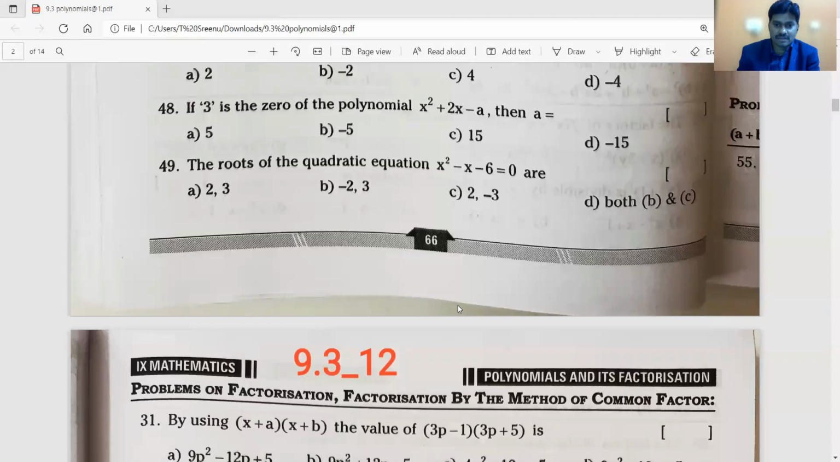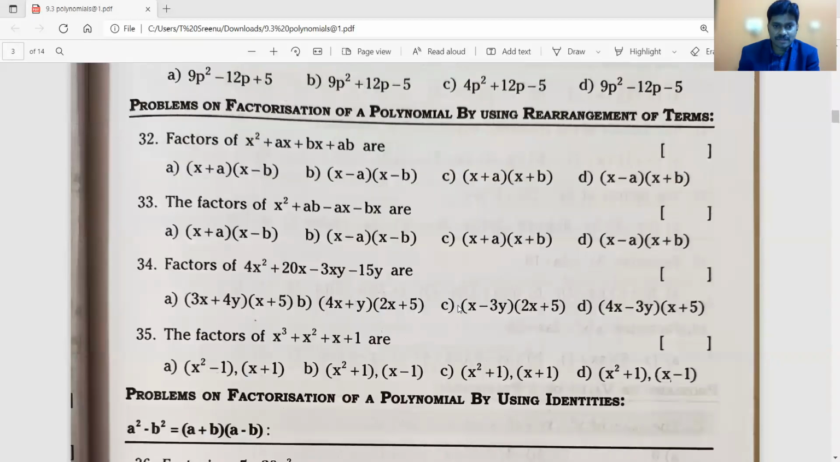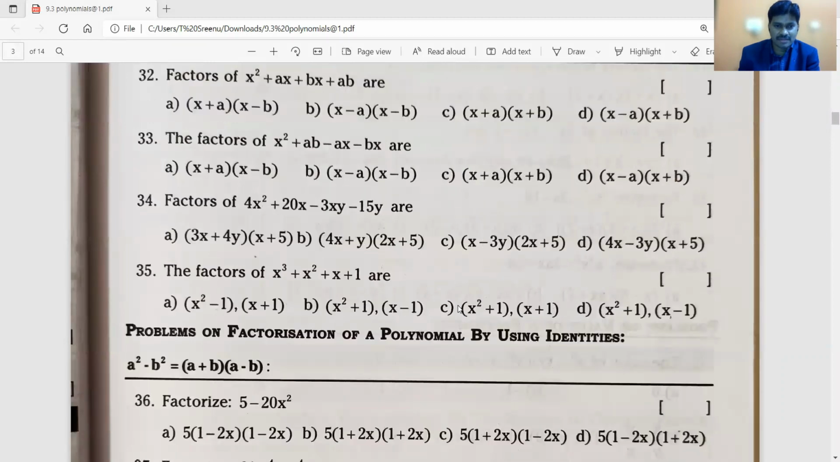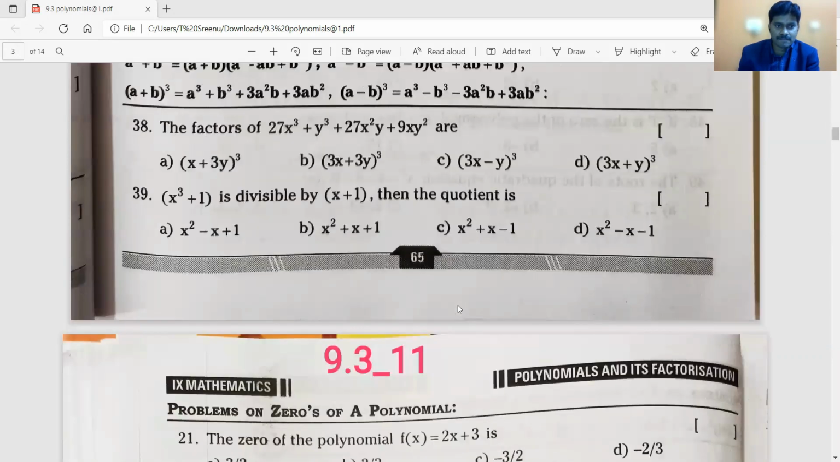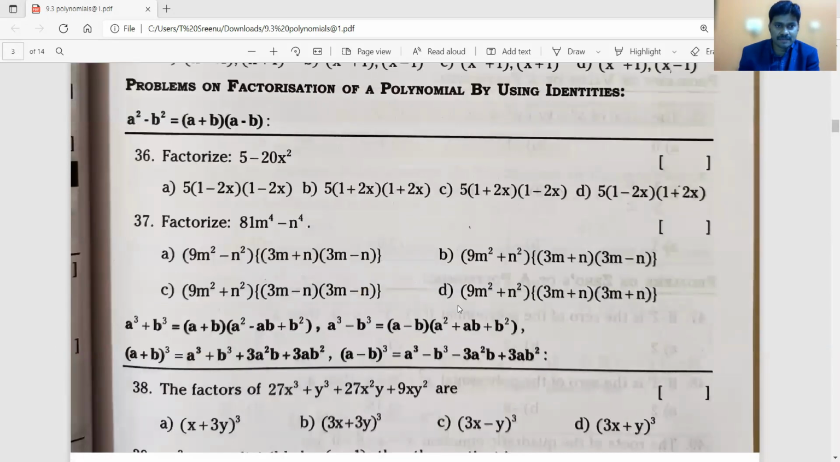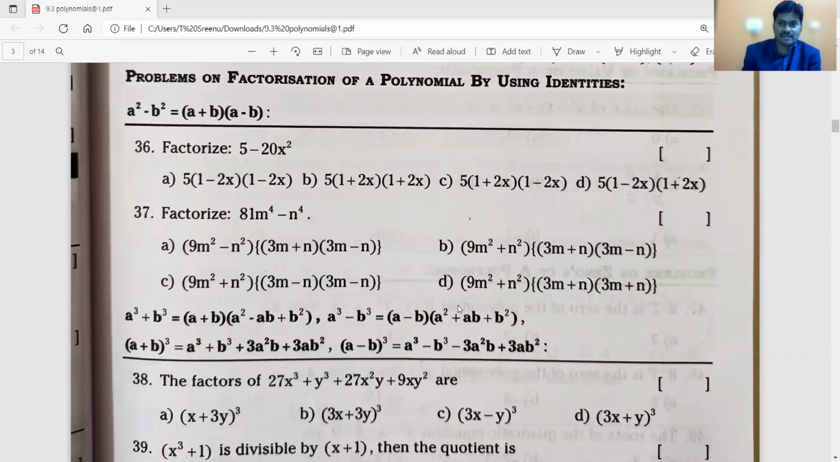Let us conclude polynomials today, okay? Yes, sir. Last time we have done up to here, I think. This is over? Not over? Completed, sir. 36 onwards, not completed, sir. Okay, let's do 36. I'll give the hint. Please do it.